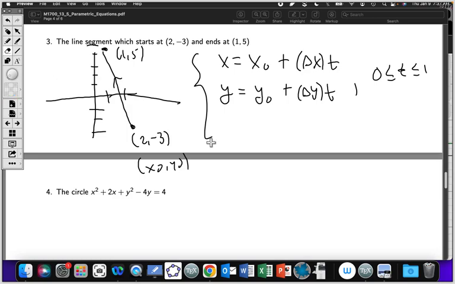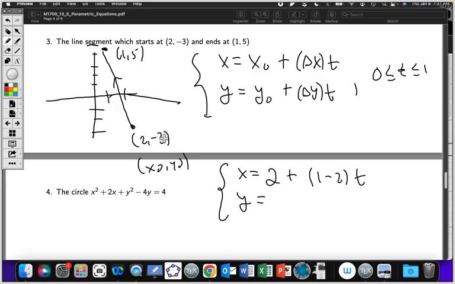All right, so what's this look like here? In this scenario, what would it be? X would be, I'm starting at the x value 2, and what's my delta x? My delta x is 1 minus 2, times t. The y value starts at -3. What's the delta y? We end at 5 and start at -3. So if I clean this up, this is 2 minus t, and this would be -3 plus 8t.